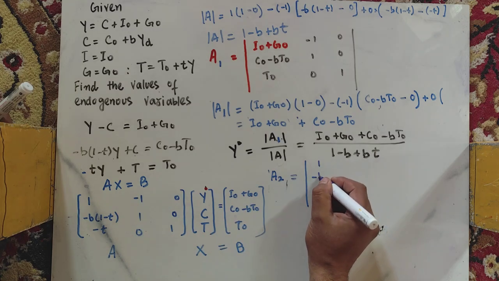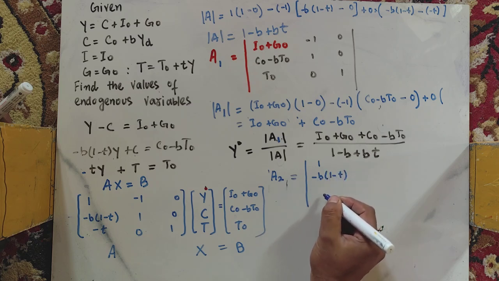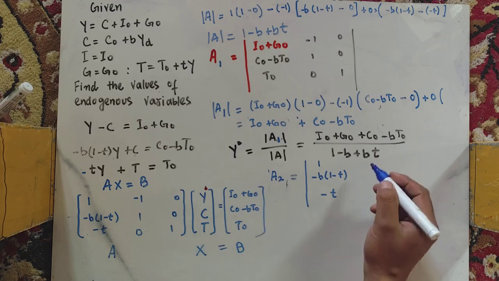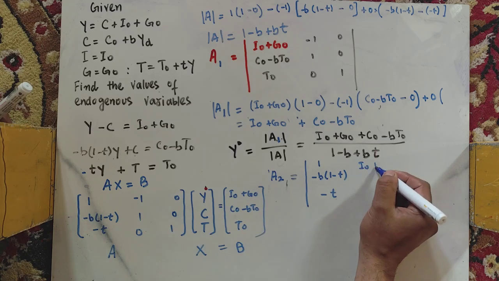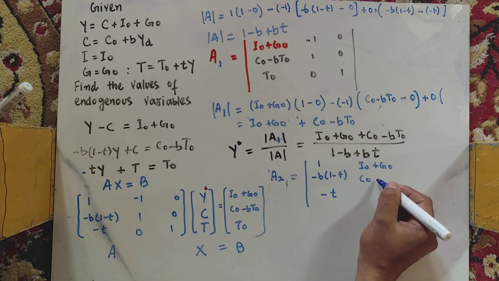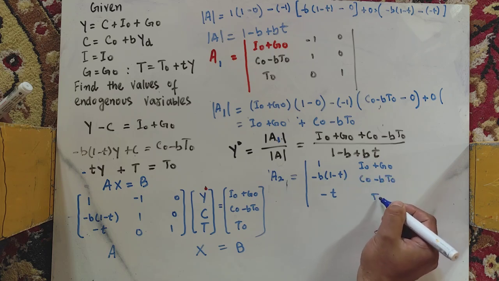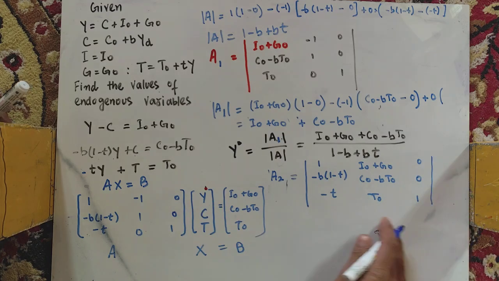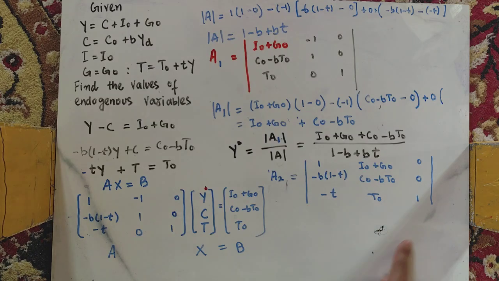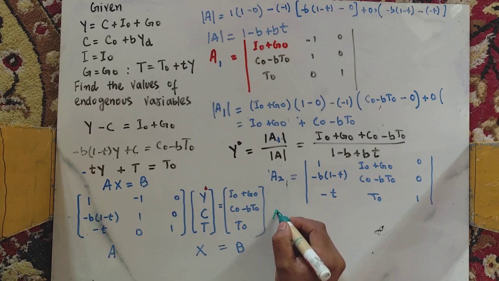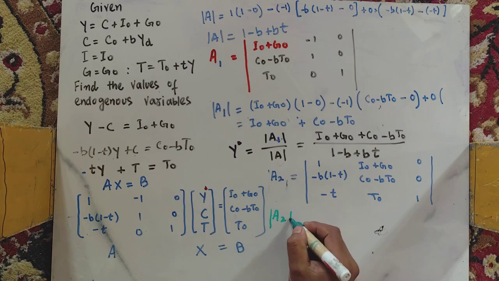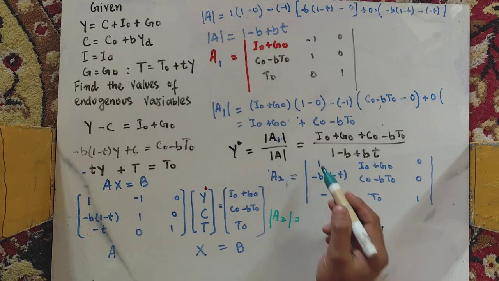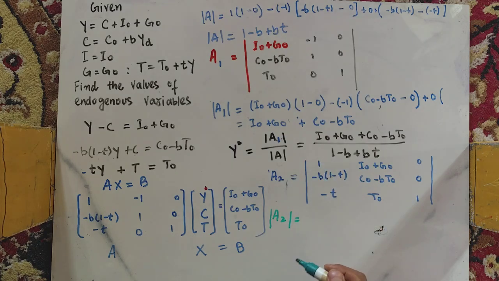So we have 1, negative B, 1, minus T, then minus T, then replace this with the constant terms. We have I naught plus G naught, then we have C naught minus BT naught, then we have T naught, and these terms will remain the same. We have 0, 0, 1. Then we need to take the determinant of this A2. So the determinant of A2 will be equal to, so first we have 1 here.